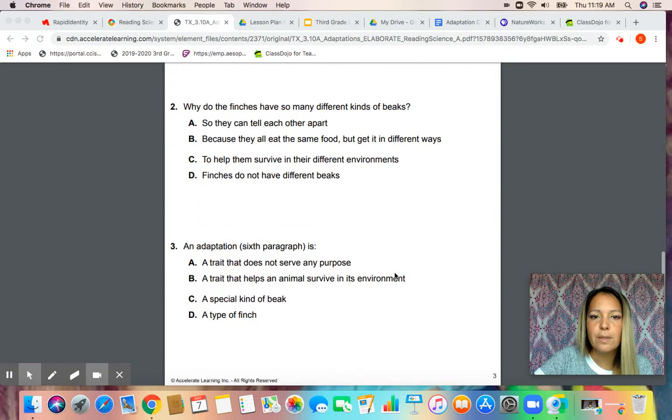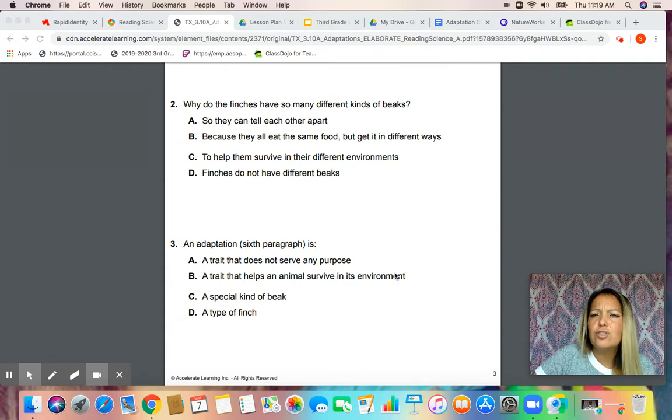Number 2. Why do the finches have so many different kinds of beaks? Well, I know he said that some of the finches went to a different island. And I know some finches had a long, thin, skinny beak, and that was to eat insects. But then some had adapted and had a short, thick beak to eat seeds. Let's look at my answer choices.